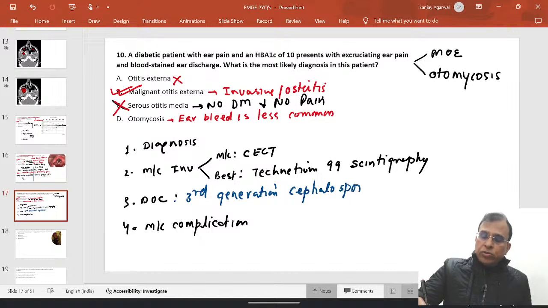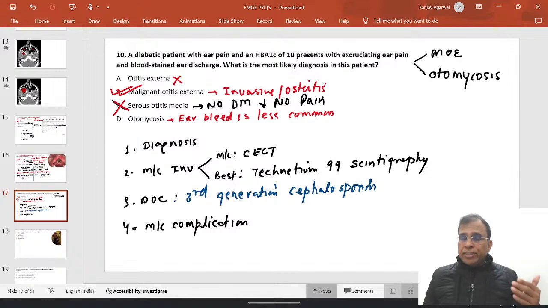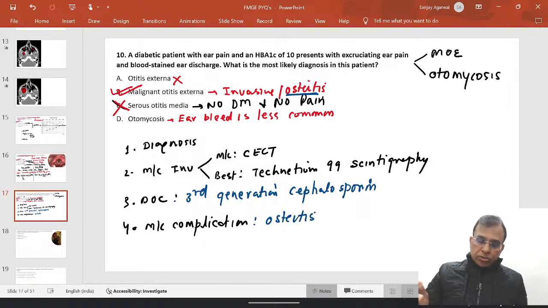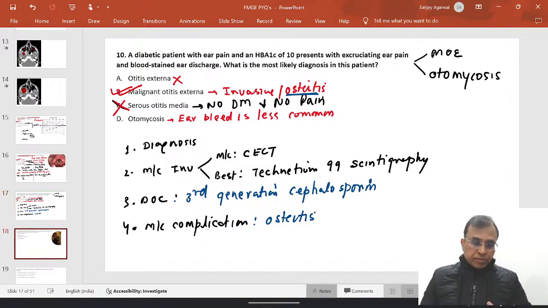Now, I don't have to tell you that we have to give anti-diabetics also, because in a diabetes patient you have to control the diabetes. It's a chronic disease. And the most common complication, I told you already, is osteitis. Here, osteitis is the most common complication. So these are the type of questions they ask you about malignant nephritis. It's a very predictable topic. When they ask you a question from this topic, you can almost always predict what the question is going to be like. It's very simple in that sense.